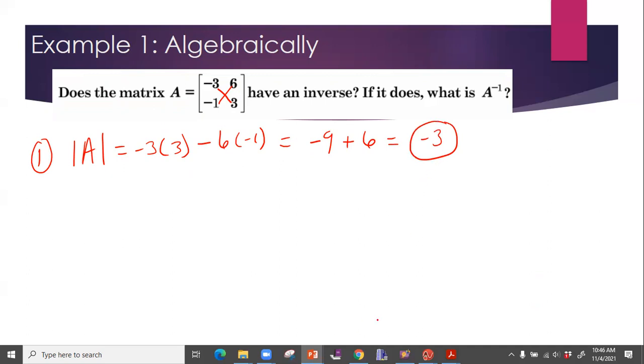And sadly, does it equal 0? No. So what does that mean? It has an inverse. So we keep going. Okay? Because it doesn't equal 0, that means it has an inverse and we keep going.